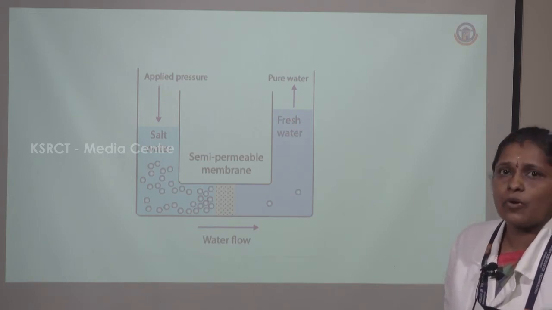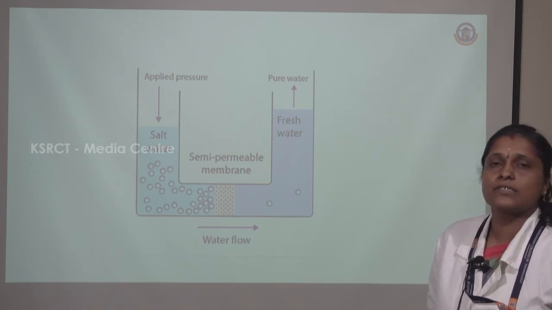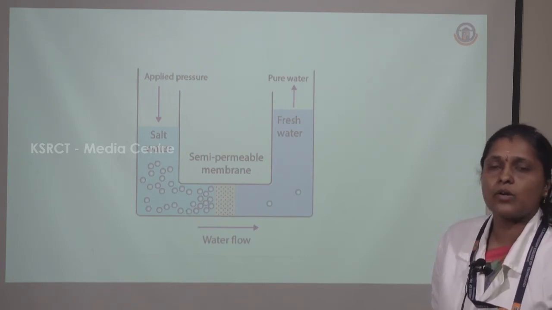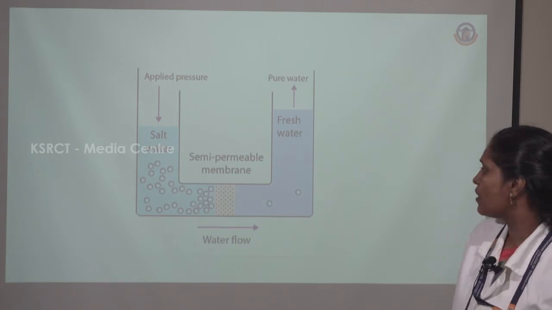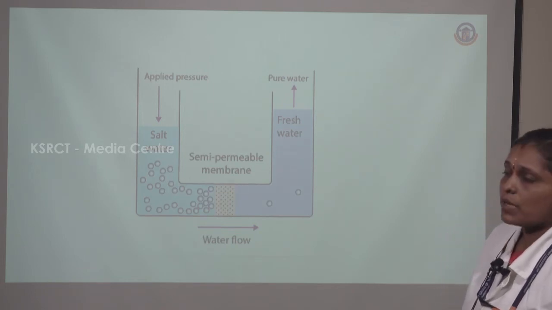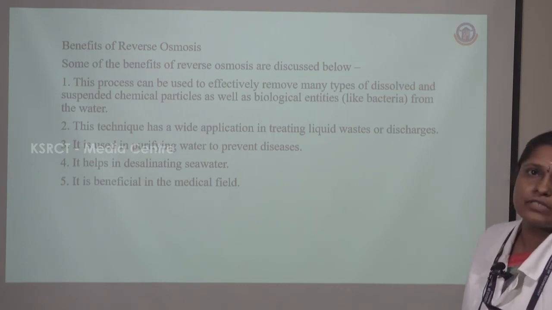As I told before, animal skins are also used as a semi-permeable membrane, and also cellulose acetate and cellulose polyamides are used as semi-permeable membranes. Okay, next we see the benefits of reverse osmosis.